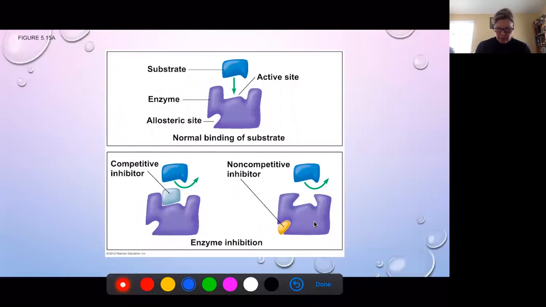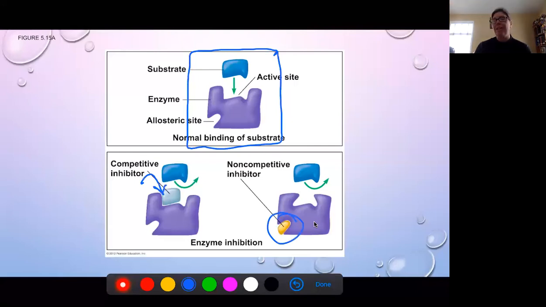So here is our normal, things are going well, right? We have our active site, we have our substrate, we bind. Here we have our competitor, totally blocks our substrate, not getting in. A non-competitor binds to a different site in the enzyme. And what happens is when it does that, this site here will change shape.